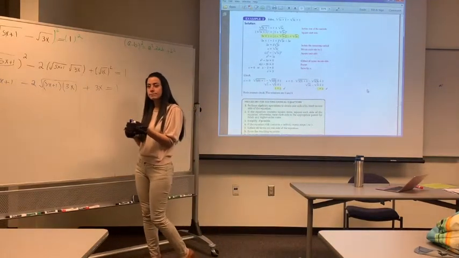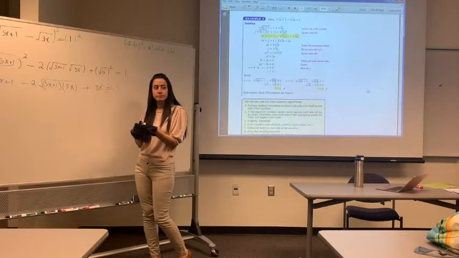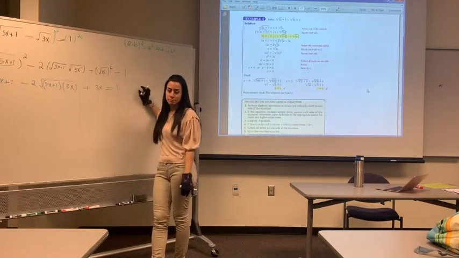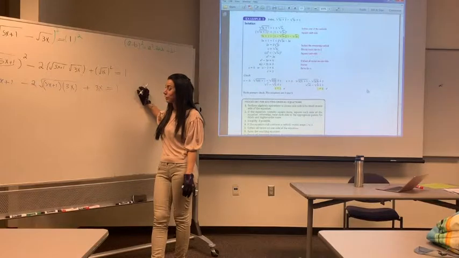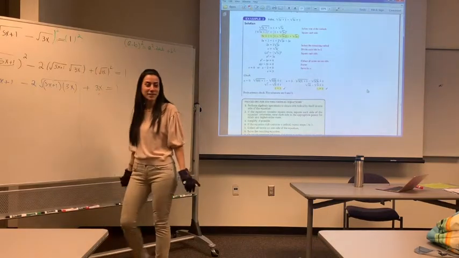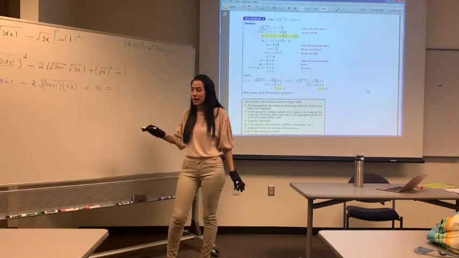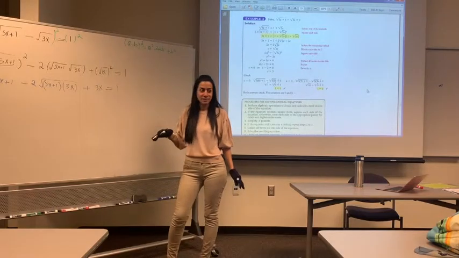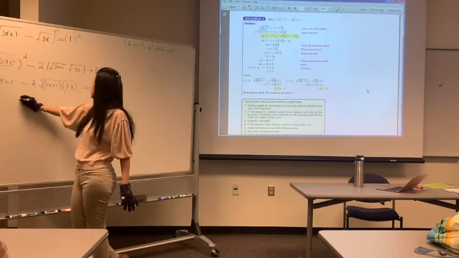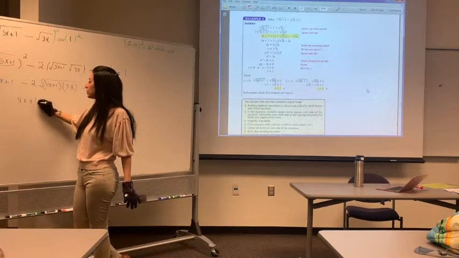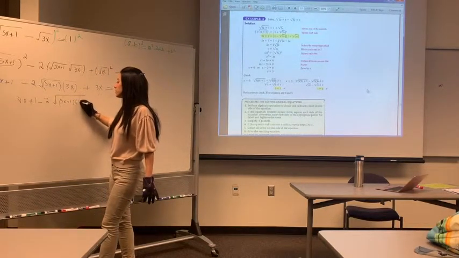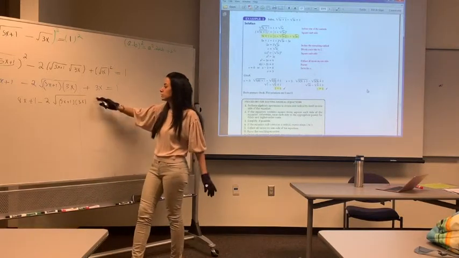So what to do next? Can you guess? Oh, actually simplify, yes. She's right. We can simplify this one and this one. Correct? So after simplifying, let's say I have 8x plus 1 minus 2 times radical 5x plus 1 multiplied by 3x equal to 1. So what to do here?